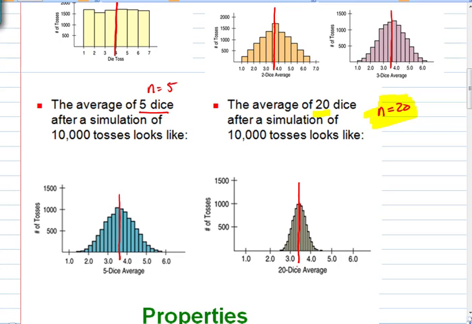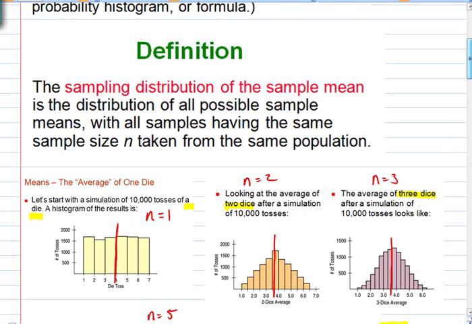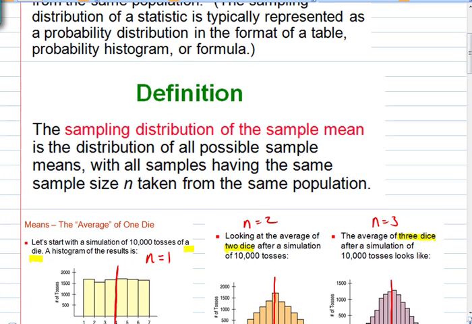It doesn't matter if I roll 1 die, 2 dice, 3, 4, 5, 20. That mean value doesn't change when I'm looking at the average of the face values. That would be a sampling distribution for the sample mean, where n is equal to your sample size. The mean of the sampling distribution is the same as the population mean whenever you're looking at samples of groups of things.